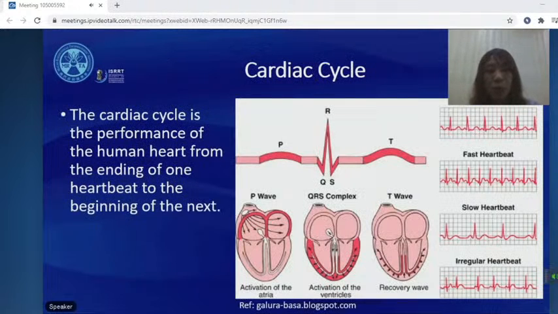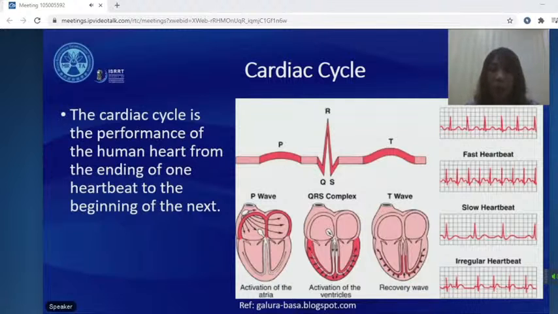And now we go to a brief review of the cardiac cycle and ECG. The cardiac cycle is the performance of the human heart from the ending of one heartbeat to the beginning of the next. You will see a PQRST wave of a cardiac cycle. In the P wave, the atrium contracts and the blood goes into the ventricles. The QRS complex is the contraction of the ventricles. The blood is pumped out of the heart. And the T wave is the recovery wave, preparing for the next cardiac cycle.